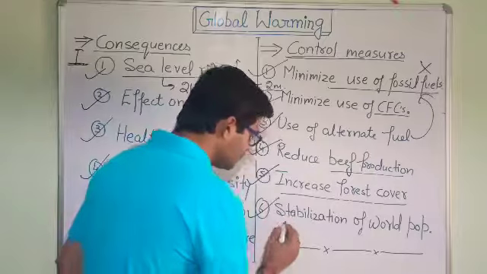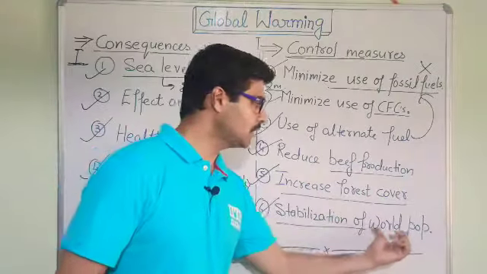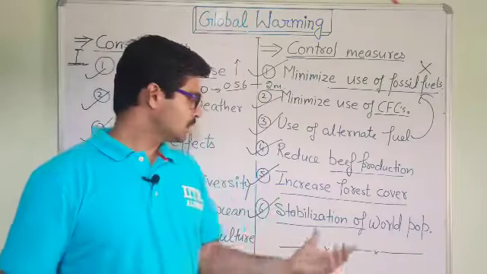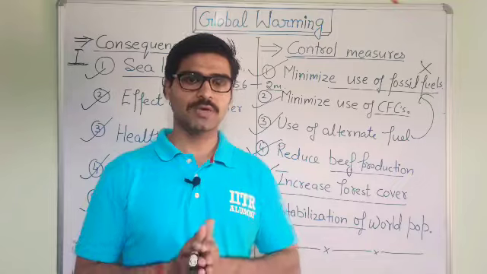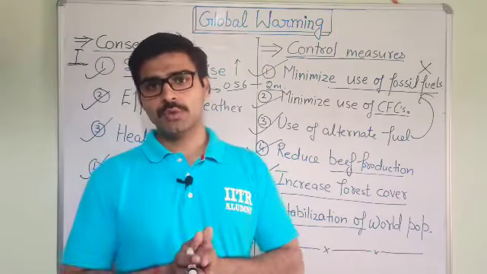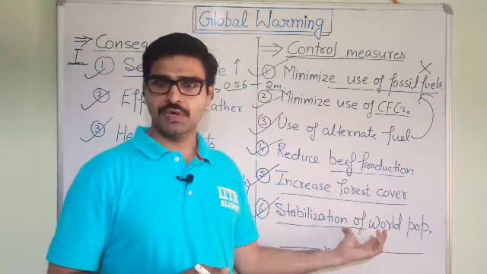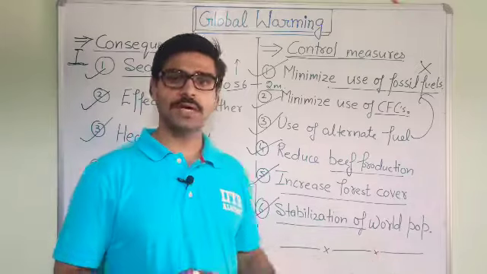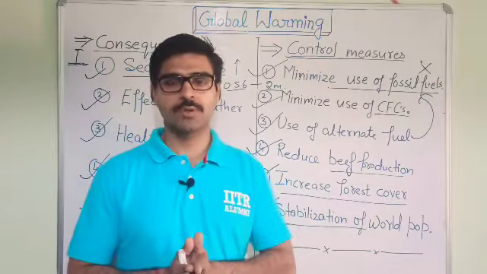Here we have the last point, that is the stabilization of world population. As we know, the more the population, the more the environmental pollution, and the more the consumption of natural resources. So if we stabilize our world population, it will definitely decrease global warming.